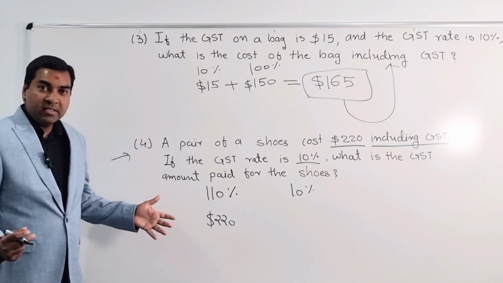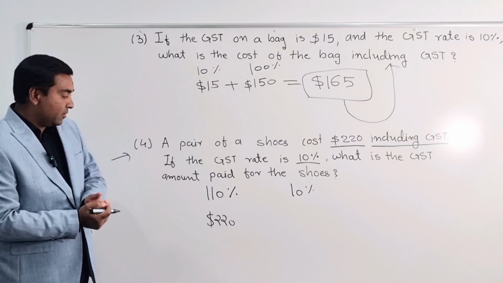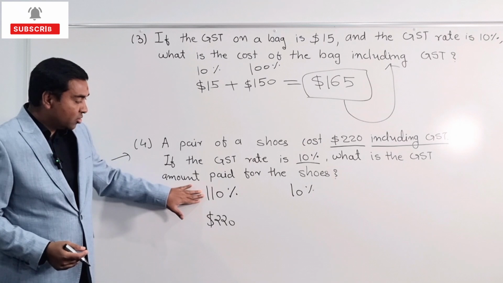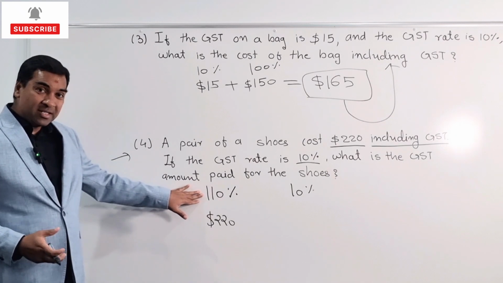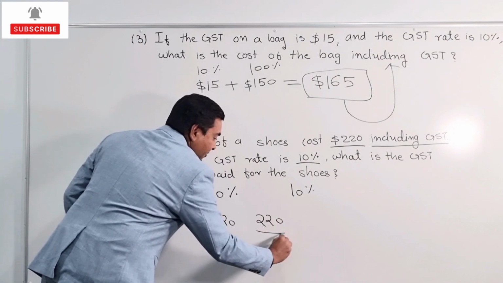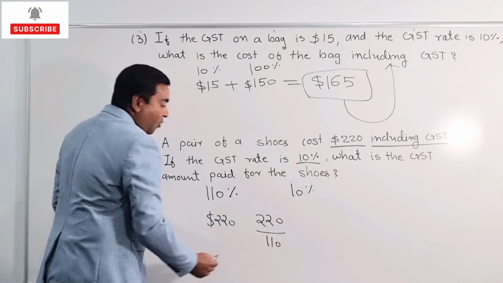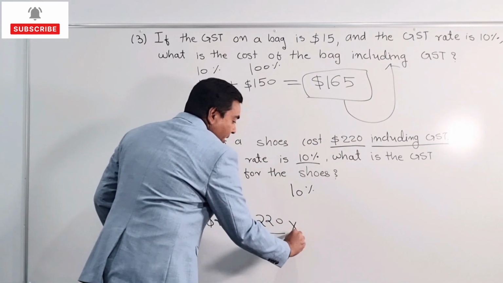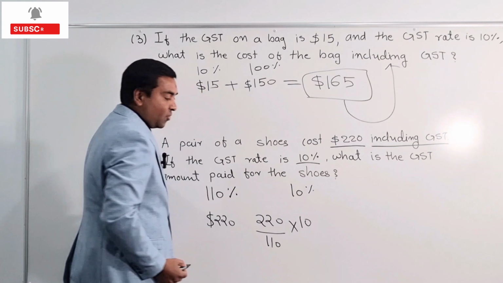So what we can do is use the unitary method. $220 is 110%, so what is the value of 1%? The value of 1% is going to be 220 divided by 110. That's my 1%. Once I get the 1%, I can multiply by 10 to get the 10% value.